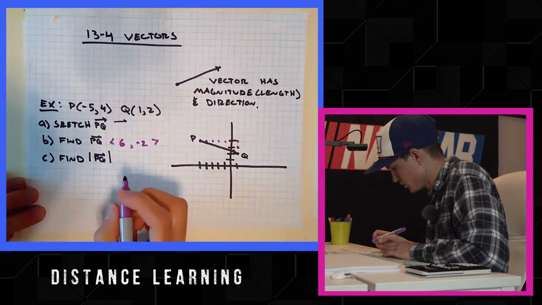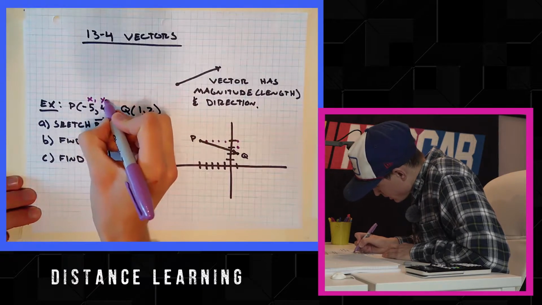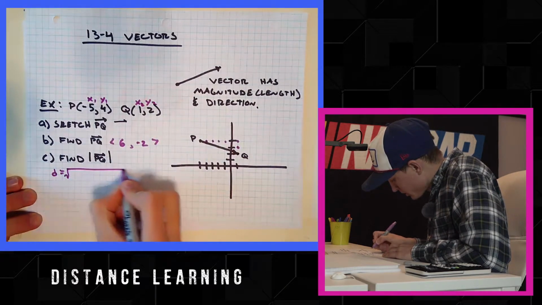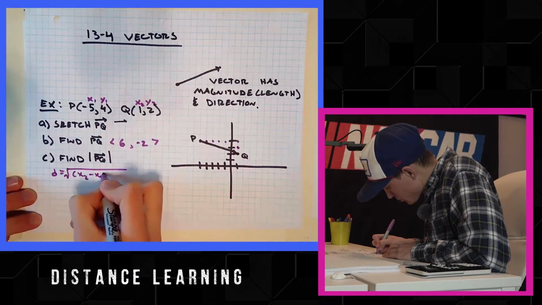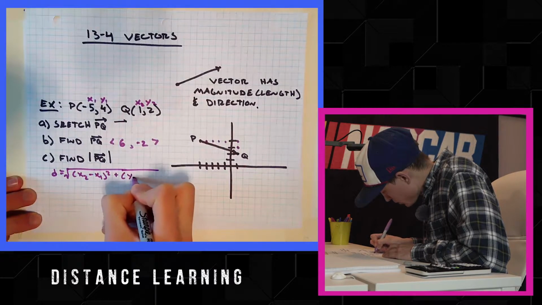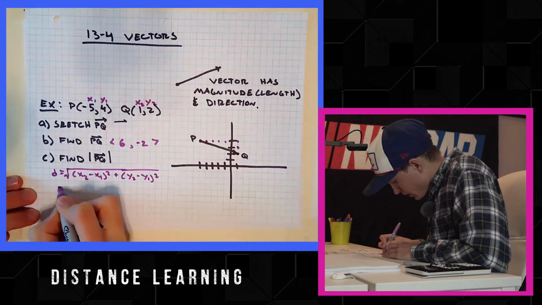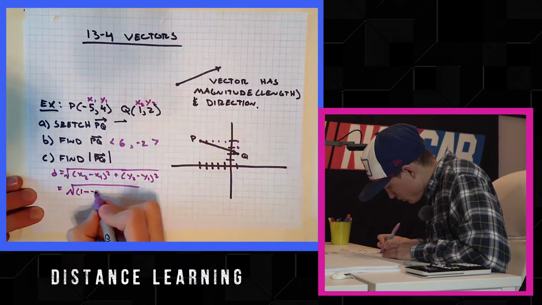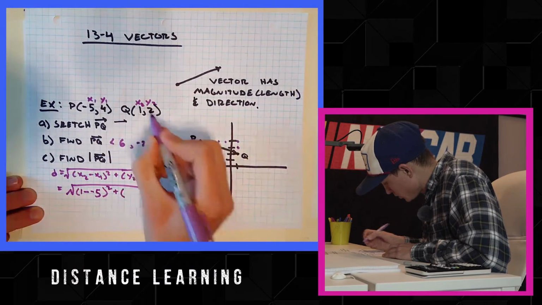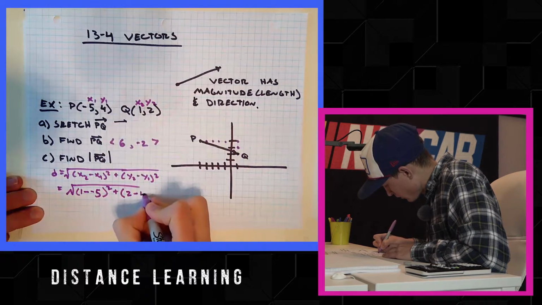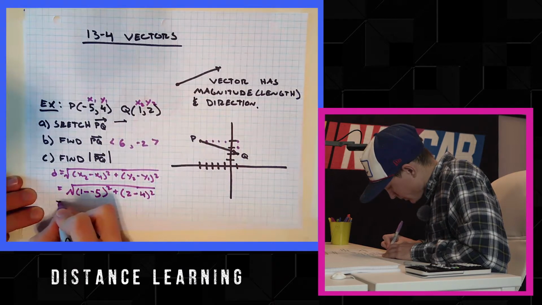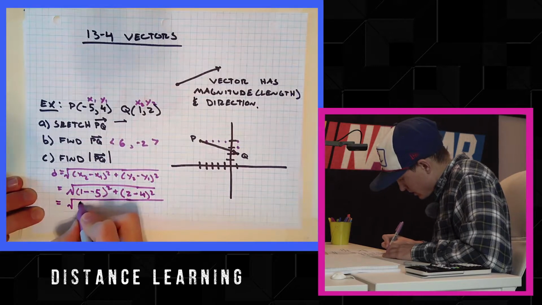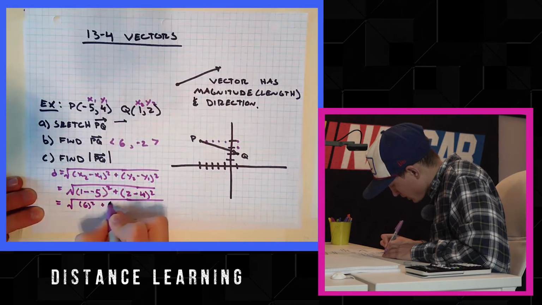PQ, find the distance from these points. Remember, Mr. Hill is bad at mental math, so he always labels his coordinates. The formula for distance, hopefully you remember: the square root of x2 minus x1 squared plus y2 minus y1 squared. So, x2, 1, minus x1, -5, be careful, plus y2, 2, minus y1, 4, squared. Run out of room here. 1 plus 5 is 6, 6 squared, 2 minus 4, -2 squared.